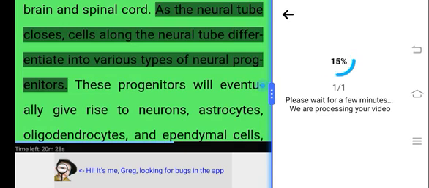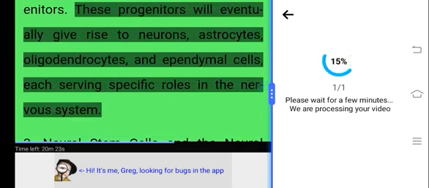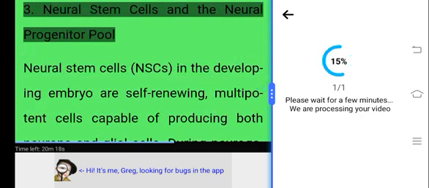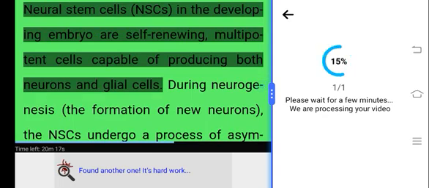As the neural tube closes, cells along the neural tube differentiate into various types of neural progenitors. These progenitors will eventually give rise to neurons, astrocytes, oligodendrocytes, and ependymal cells, each serving specific roles in the nervous system. 3. Neural stem cells in the neural progenitor pool. Neural stem cells (NSCs) in the developing embryo are self-renewing, multipotent cells capable of producing both neurons and glial cells.